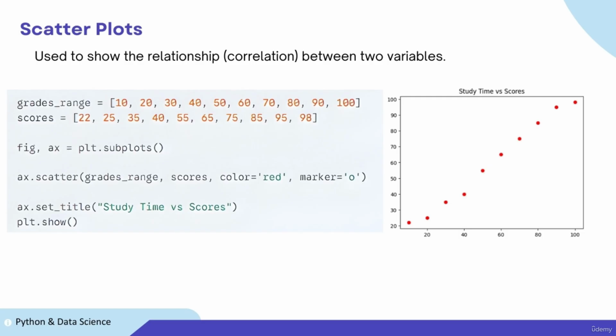What if we want to see how two different variables relate to each other? For that, we use scatter plots. Here we have grades range on one axis and scores on the other. We want to see if they correlate. We use the method ax.scatter. I've styled these points to be red by setting color equals red and shaped them as circles using marker equals 'o'. As you can see from the pattern, as study time increases, the scores go up. This is a quick way to spot correlations.